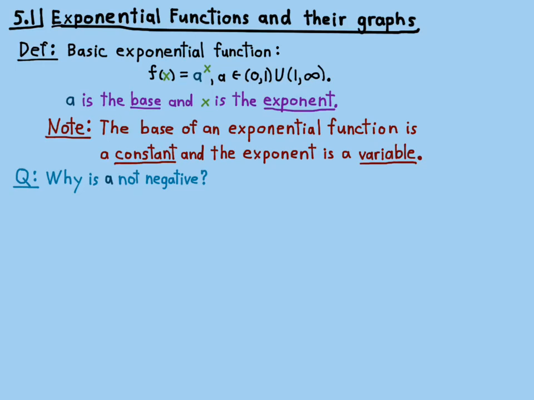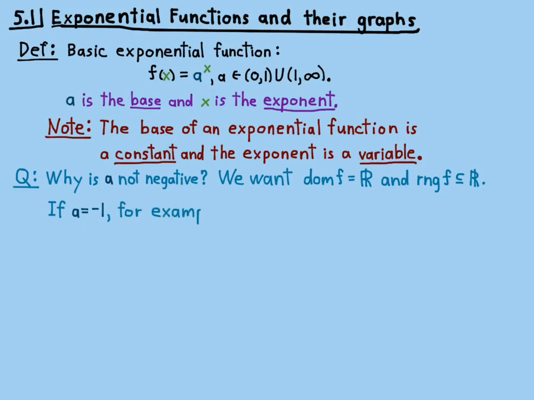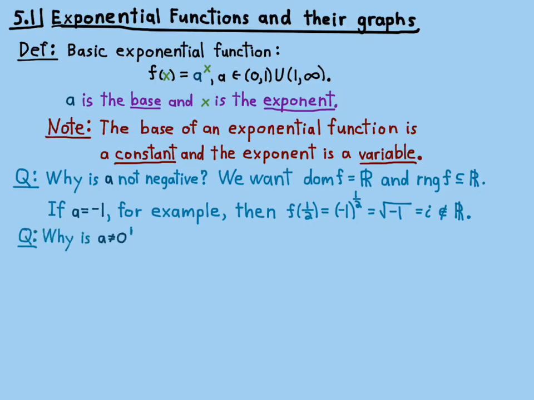So the first question is, why is it not negative? That's because we want the domain of f to be all real numbers and the range to be contained in the real numbers. If a is negative, for example negative 1, then f of 1/2 equals negative 1 to the 1/2, which is the square root of negative 1, which is i, which is not a real number. So we don't want to use negatives for the base a.